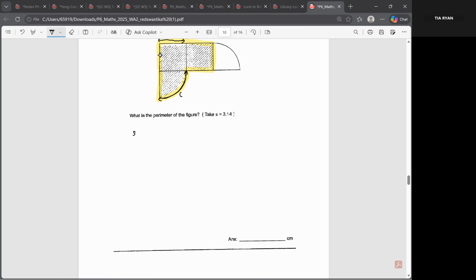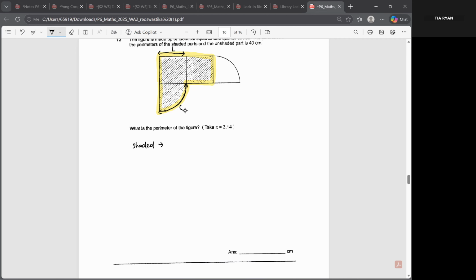So the shaded part is made out of what? Can you tell me how many L, how many C? 1L, 2L, 3L, 4L, 5L, 6L. 6L plus 1C. Agree? How about the unshaded part? It's made out of what? 1C and 2L. 2L plus 1C. Agree?